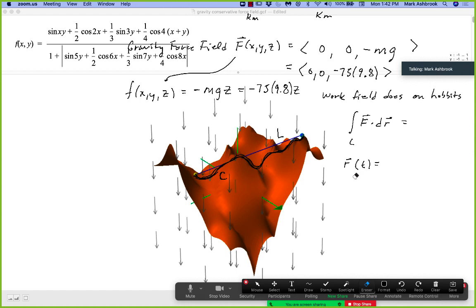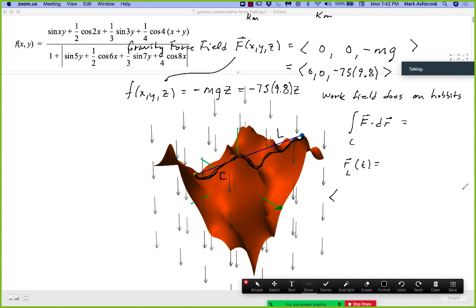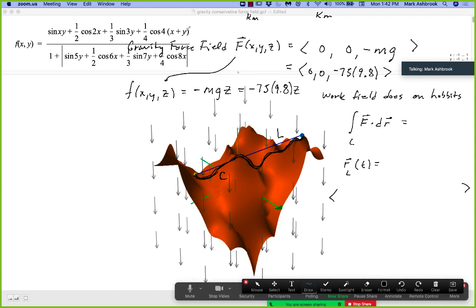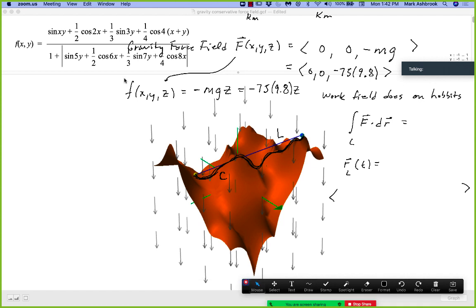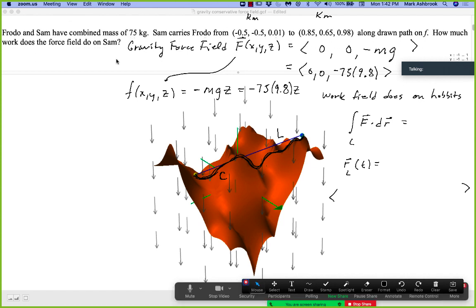All right, so instead of the path for C, we want to do the path for L, which is the line. For time's sake, the way I showed you last time was to do the starting point, and that was our negative 1/2, negative 1/2, 0.01.